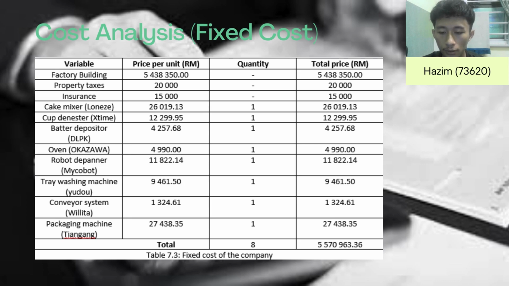Next is fixed cost. Our fixed cost consists of factory building, property taxes, insurance, cake mixer, cup denester, butter depositor, oven, robot depaner, tray washing machine, conveyor system, and also packaging machine. So the total price of all those fixed costs is 5,570,963.36 cent.